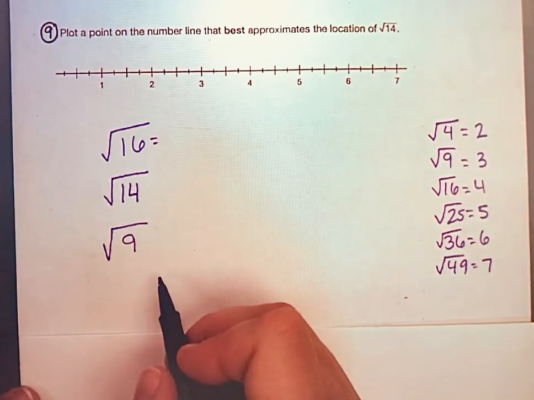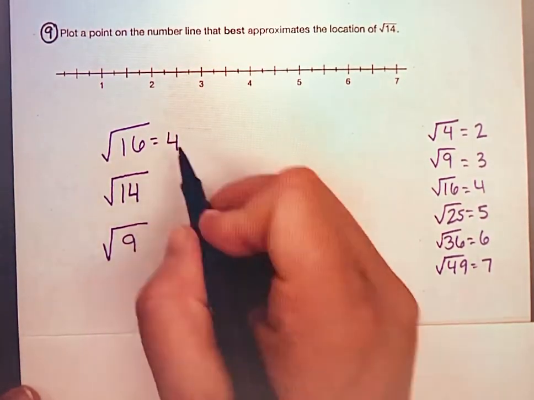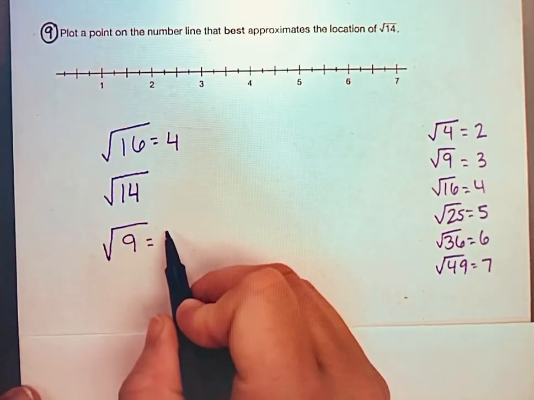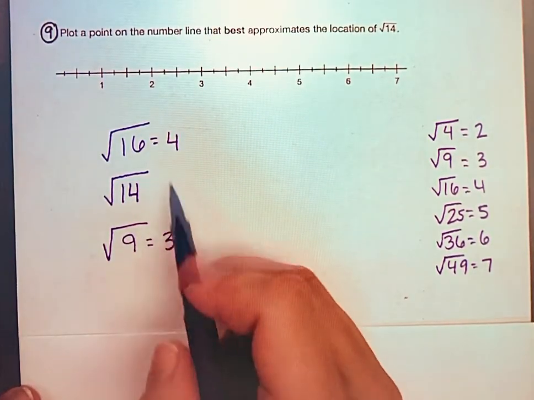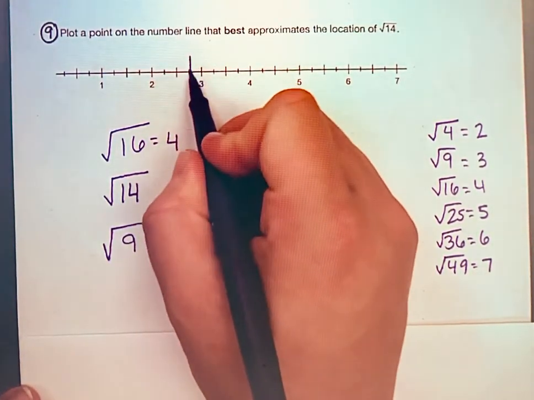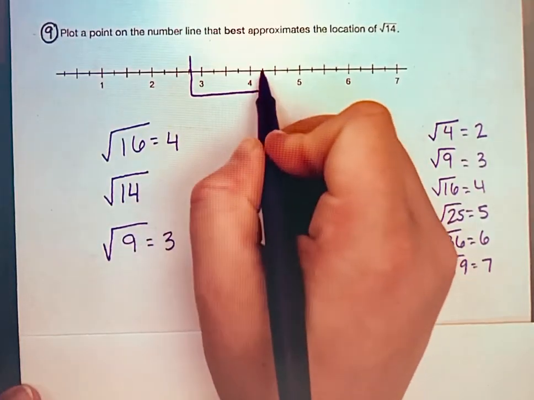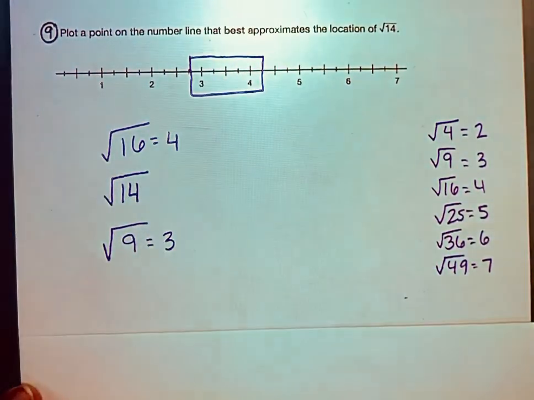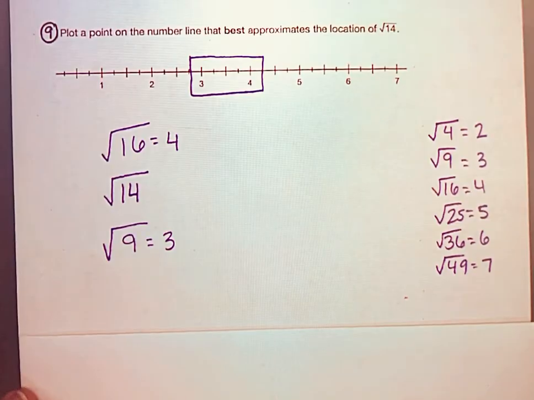And what is the square root of 16? 4. Square root of 9 is 3. So I know my answer is going to be somewhere in between 3 and 4. That's what we can zone in on now. How do you get a better estimate? Well, there's a couple different ways.